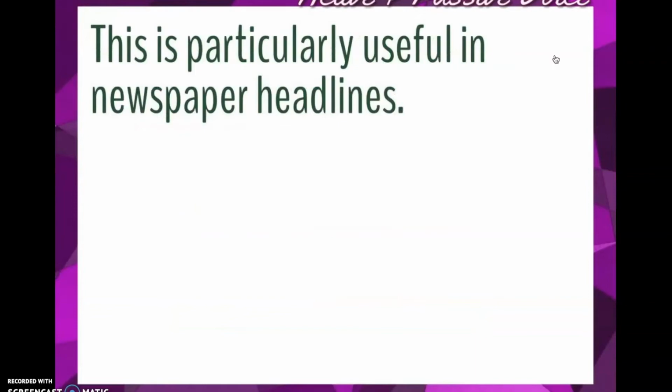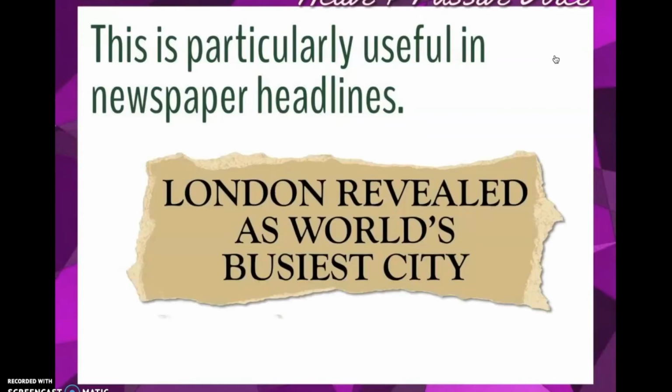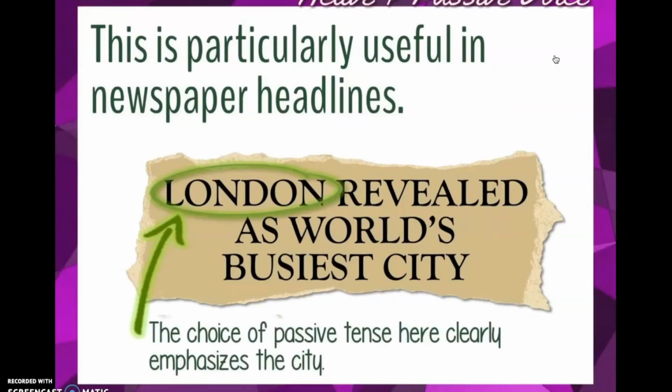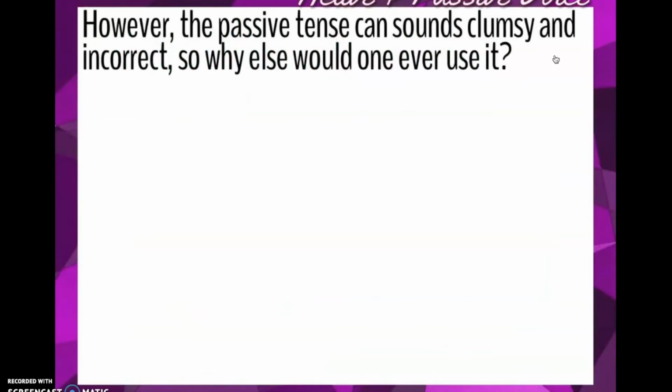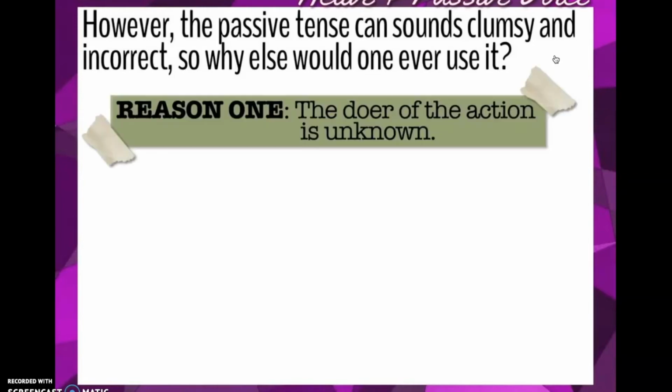This is particularly useful in newspaper headlines. We see a lot of different writing styles in journalism to get different points across. So look at this one. London revealed as world's busiest city. The choice of passive tense here clearly emphasizes the city. They're trying to make London seem really important. However, the passive tense can sound, that's a typo, can sound clumsy and incorrect. So why else would one ever use it?